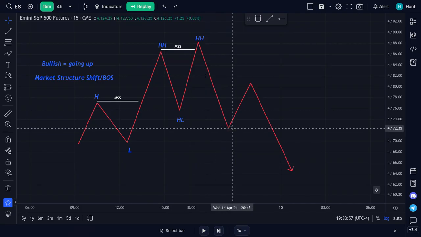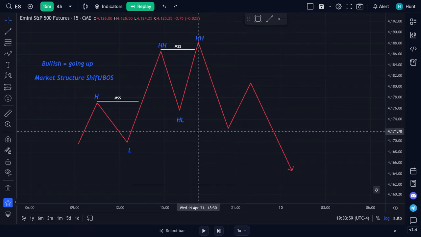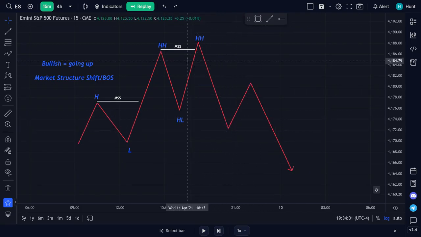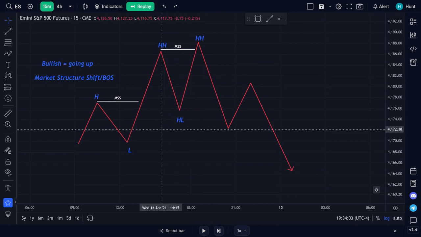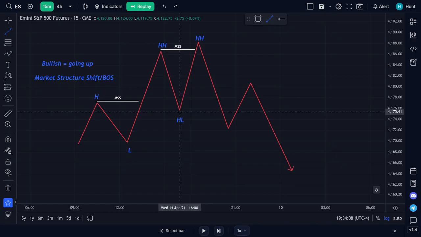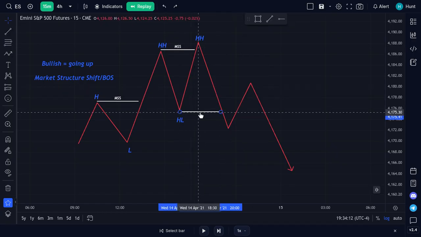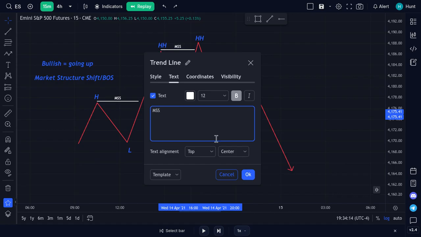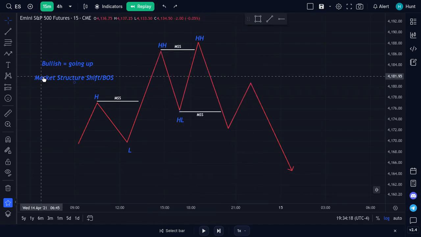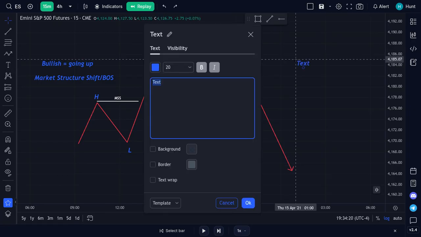Now, what do we see here? You see how this changes? What happened with this low? You see we did not create a higher low like in the previous time. What did we do? Well, we broke this higher low. So now that we broke this higher low, what is that again? A market structure shift. But this time, it is not a bullish market structure shift. It is a bearish market structure shift.